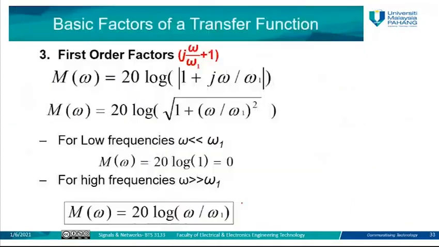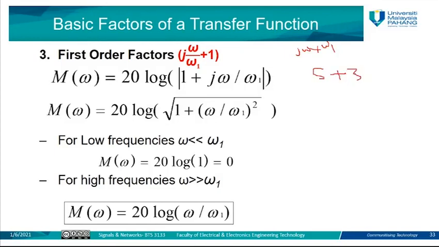As we can see here, in the case where you have it in the numerator, it will be a zero. As we said, we need to rewrite the equation in the standard form. So if the original one is j omega plus omega 1, it is like s plus 3, for example.